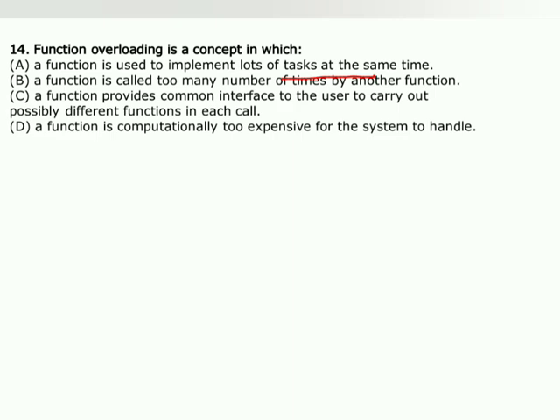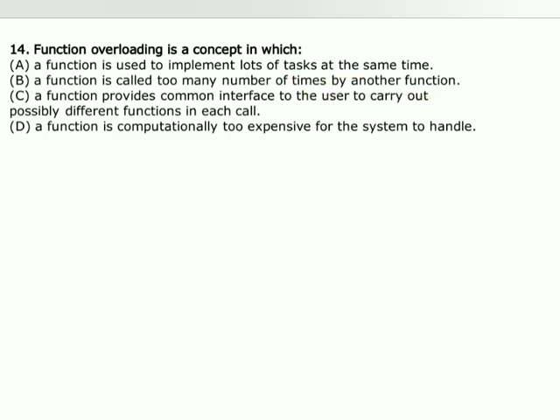Suppose you want to find out the area of a rectangle, of a circle, of a square. Here the parameters will change. For a square we need only one parameter, and for a rectangle we need two parameters. That's why this is wrong. Next, option B. A function is called too many number of times by another function. This one is also incorrect because function overloading is not related to how many times a function is called.